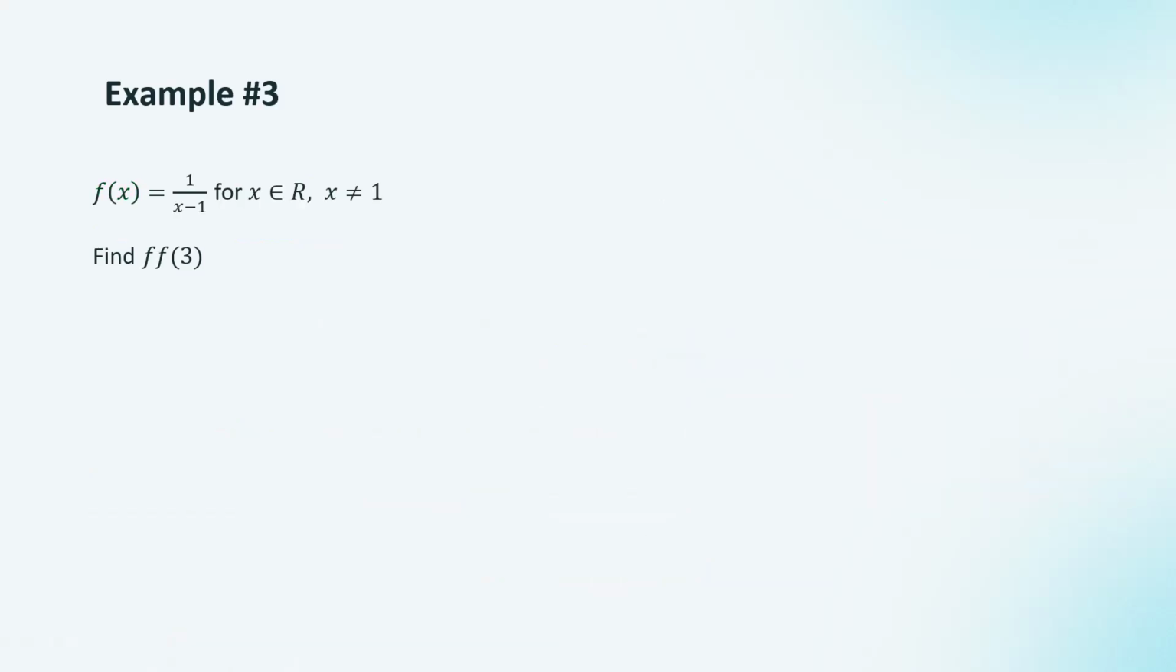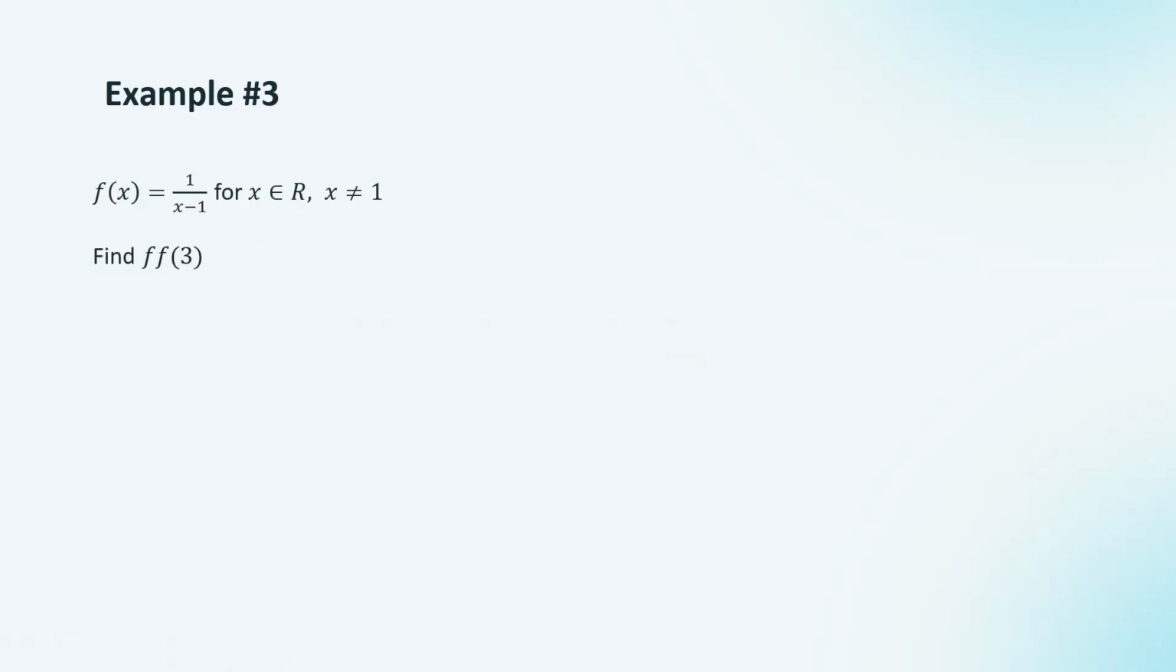Right, next example. Now in this case, it's going to be a different type than the previous examples. So we have f of x is equal to 1 over x minus 1, defined for any real x values except when x is equal to 1, because we know that if x is equal to 1, this function is undefined. And now we have to find f(f(3)).